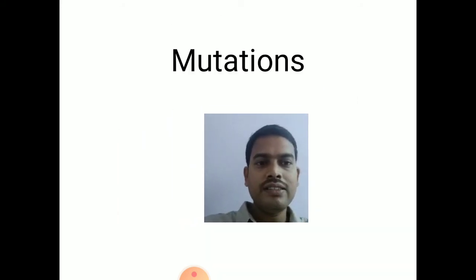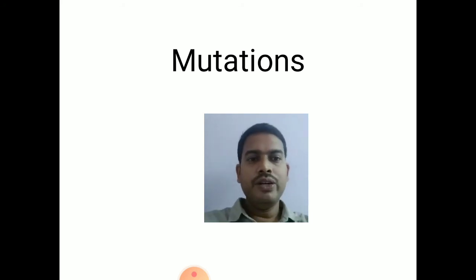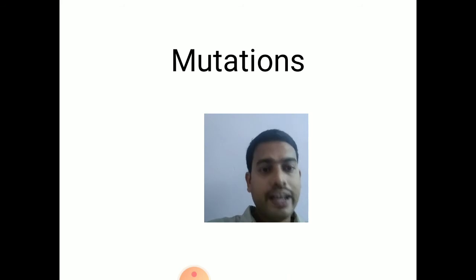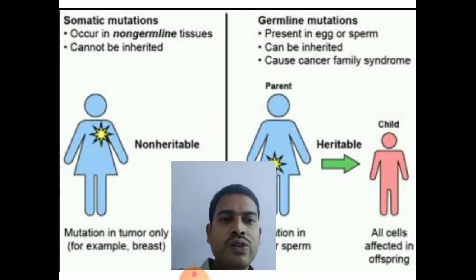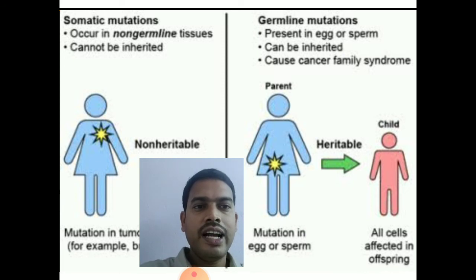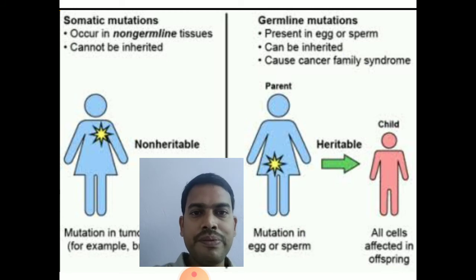So the other topic is mutations. The sudden changes that occur in the DNA are called mutations. Mutations can be heritable or non-heritable. Based on the occurrence and inheritance, these are of two types: somatic mutations and germline mutations.